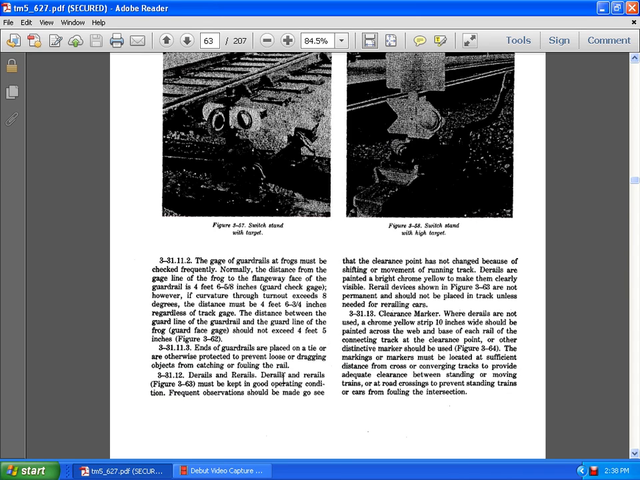Rerailing cards. Clearance markers where derails are not used are chrome yellow strips 18 inches wide, and they should be painted across the web and base of each rail of the connecting track at the clearance point, and no other distinctive marker should be used. This marking must be located at sufficient distance from converging tracks to provide adequate clearance between standing and moving trains and road crossings, and to prevent standing cars from fouling the intersection.